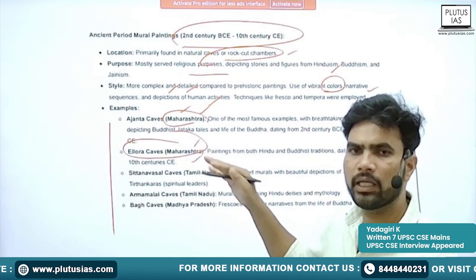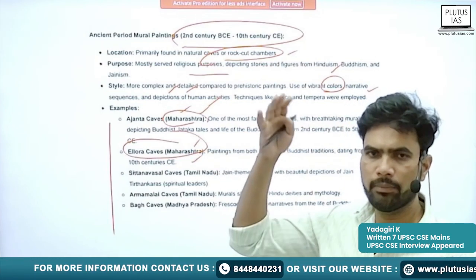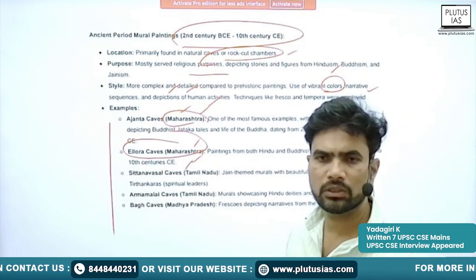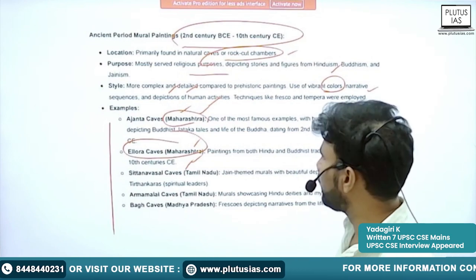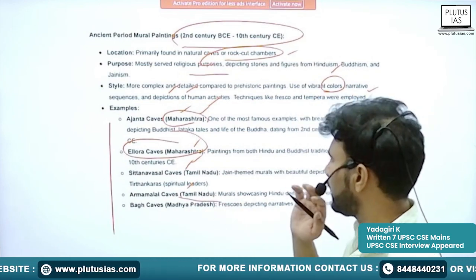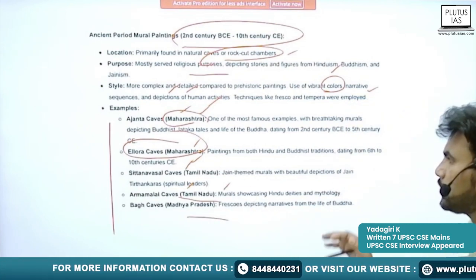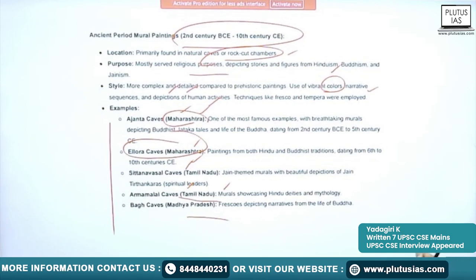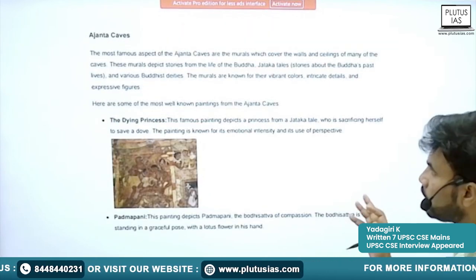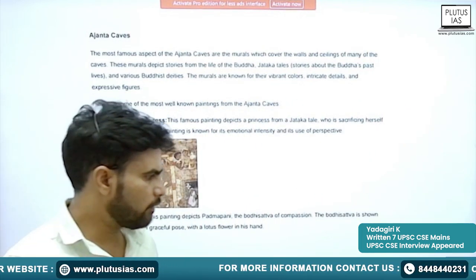Then the paintings were discovered and dated, and it was found that they belong to the ancient period. Next is Sitanavasal Caves, which are in Tamil Nadu. Armamalai Caves are also in Tamil Nadu, and Bagh Caves are in Madhya Pradesh. In all these places you will find beautiful paintings even now. Briefly we will see some information about all the caves.